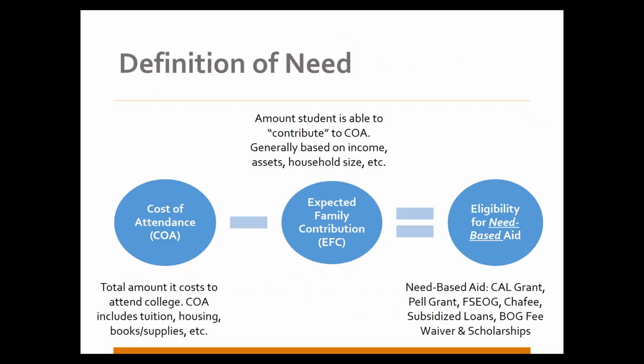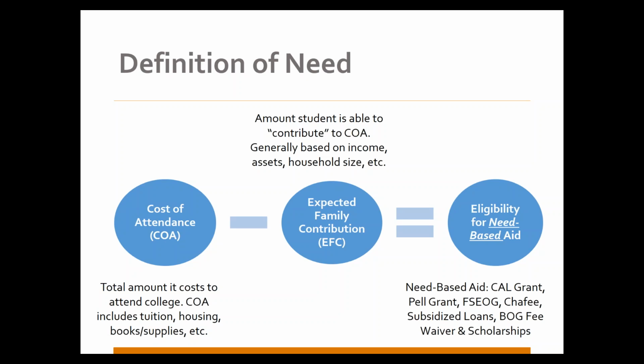Thank you. Okay, so I'm going to explain what the definition of need means. Each school has its own cost of attendance. Some follow the state guidelines and some follow the federal guidelines. But basically, the cost of attendance is a calculation of those expenses the student will have when attending a school. Some of the expenses are tuition, housing, book supplies, etc.